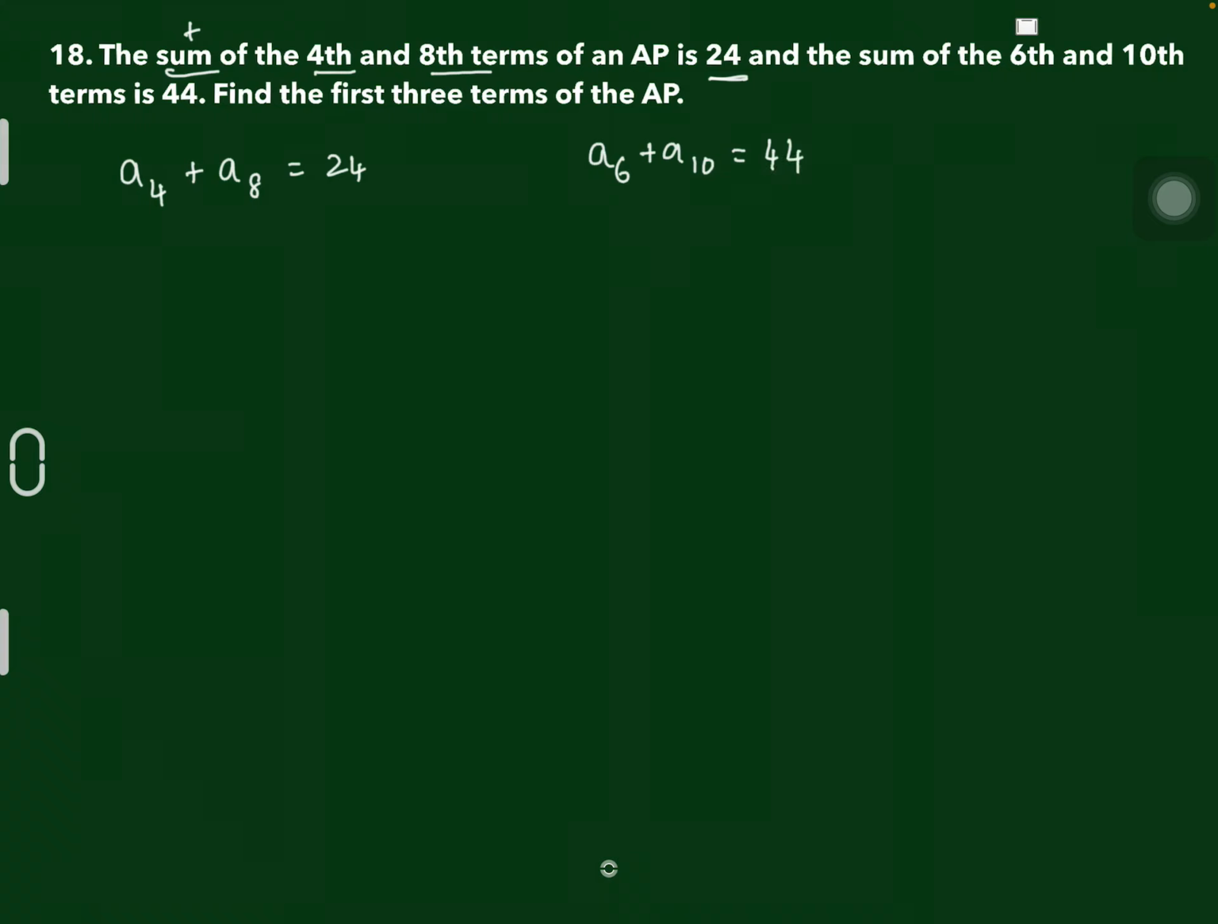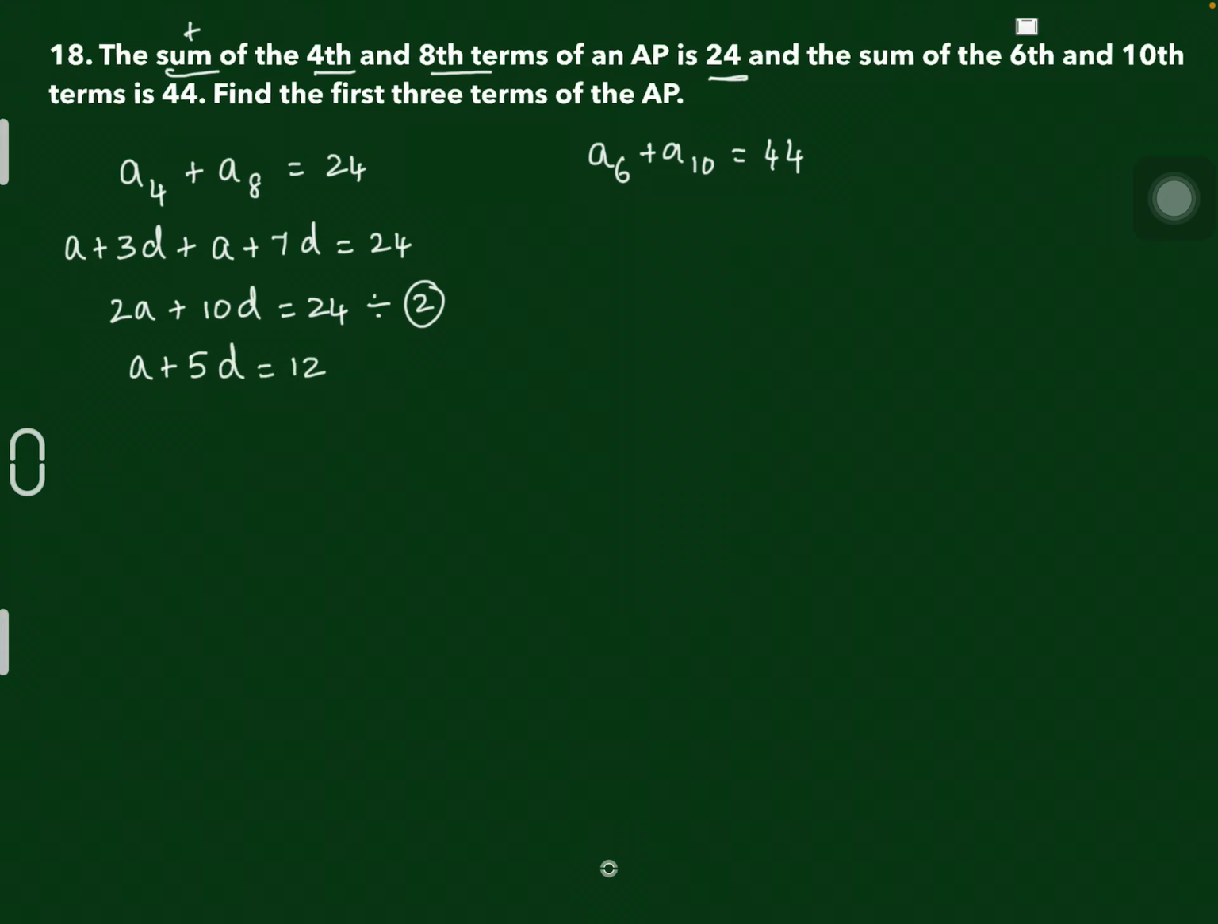So, how do you write A4? A plus 3D. What is A8? A plus 7D is equal to 24. What is A plus A? 2A plus 3D plus 7D is 10D, equal to 24. Since everything is divisible by 2, I divide by 2. So I get A plus 5D is equal to 12. I will mark it as equation number 1.